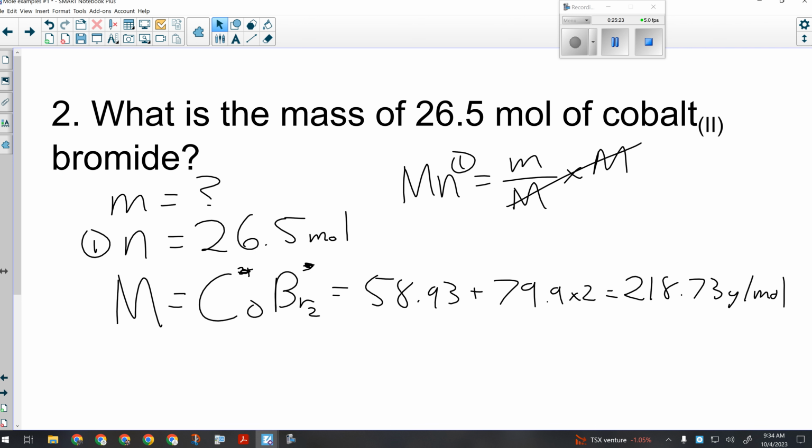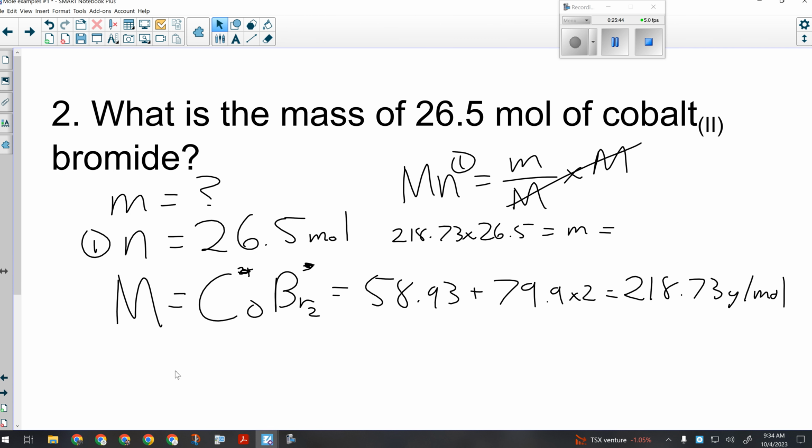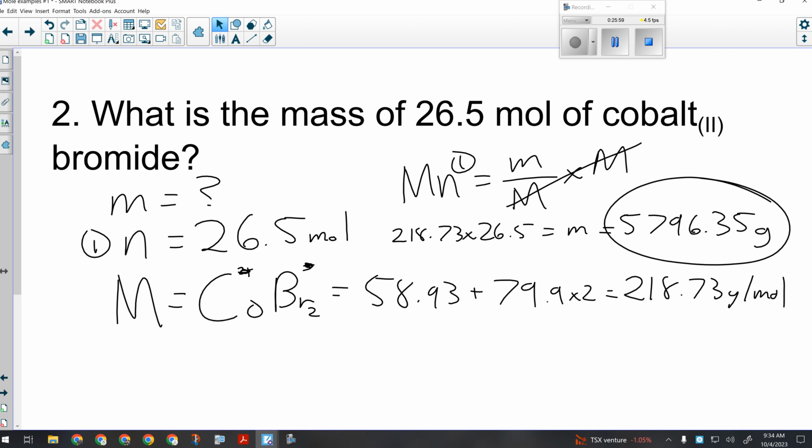So big M was 218.73 multiplied by 26.5 moles to get little m. So 5,796.35. And what are my units for that? Grams. Okay. Everybody all right with that one? Okay, I'm gonna give you a few minutes before we do number 3.